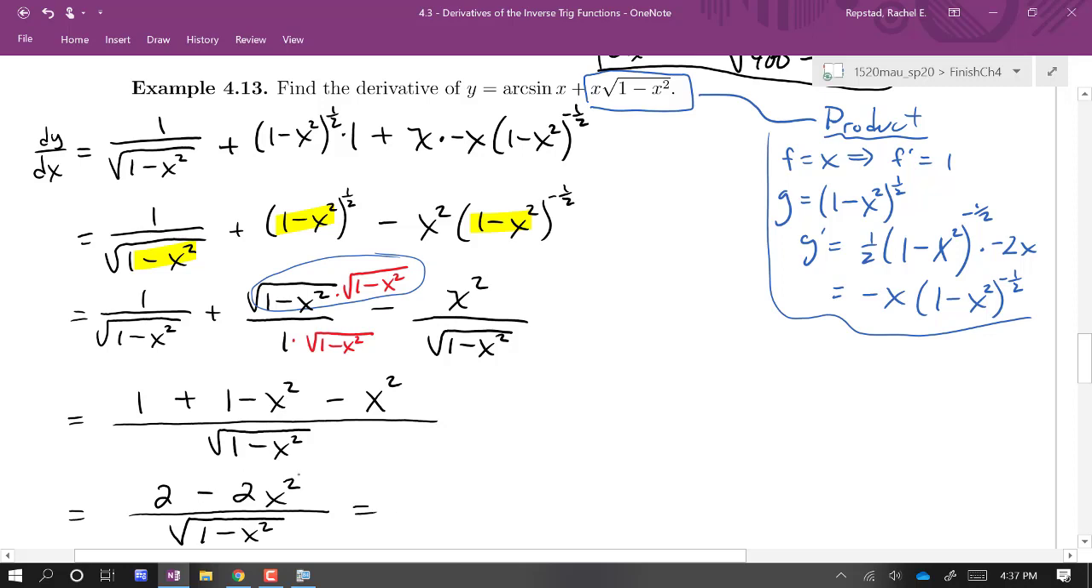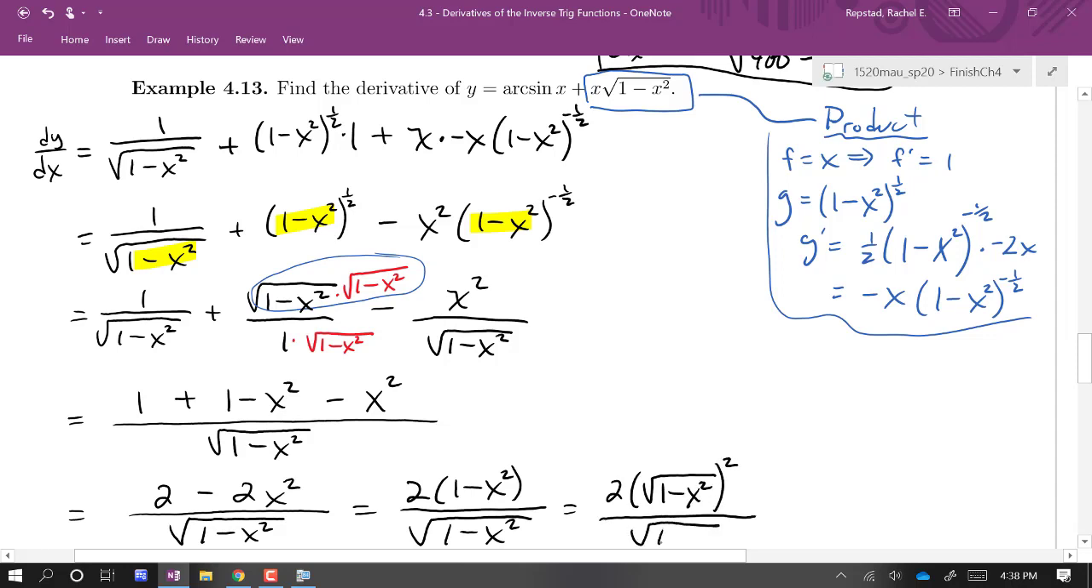I'm going to factor out a 2 up top. And we could still do some more, right? If you look at this, I've got the 1 minus x squared on the top and the bottom. There's a couple different ways you could think about it. One way that I think is kind of simple is to say, well, this factor up top, 1 minus x squared, is the same as having the square root of 1 minus x squared and then squaring it.